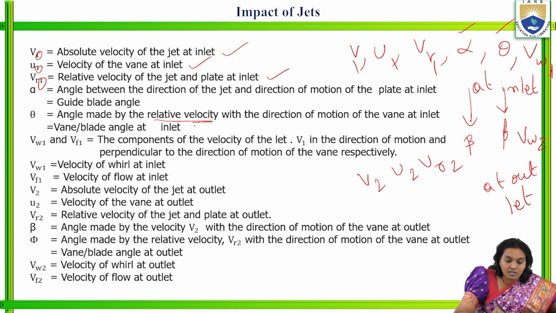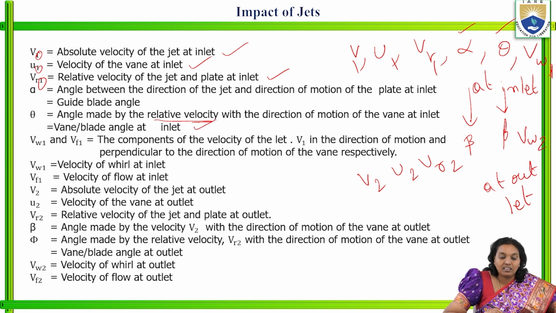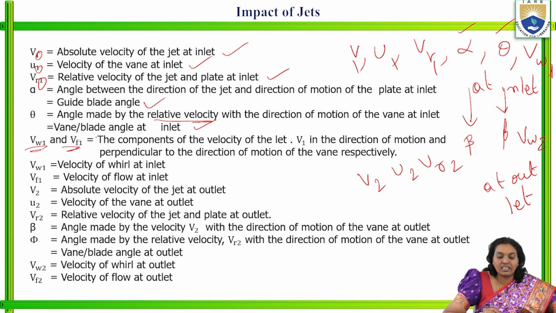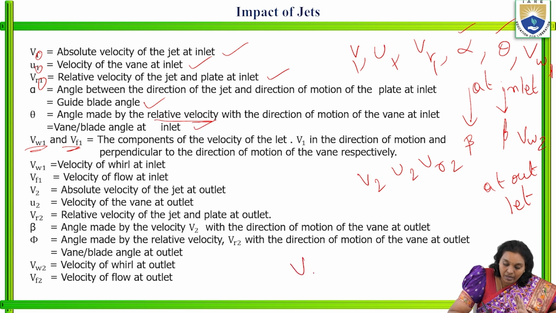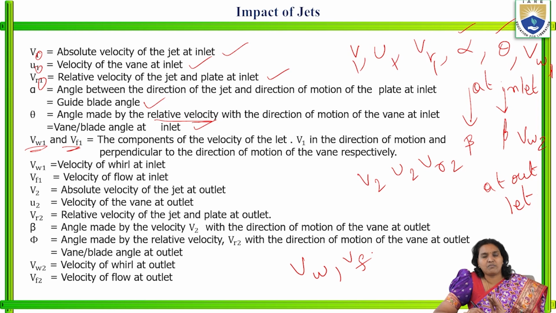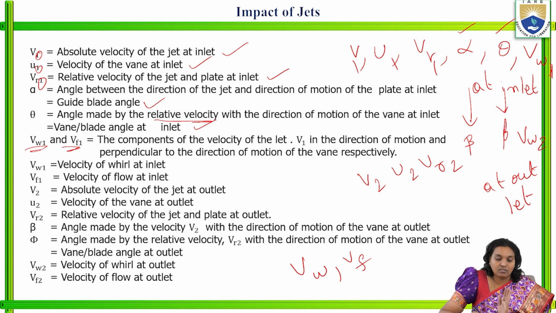So this is the blade angle at inlet. This is the guide blade angle. Coming to the components VW1 and VF1, these two are the components of the velocity. Whether it is at inlet or outlet, whatever it may be, VW and VF are the two components of the velocity. So we are trying to understand the components of the velocity.